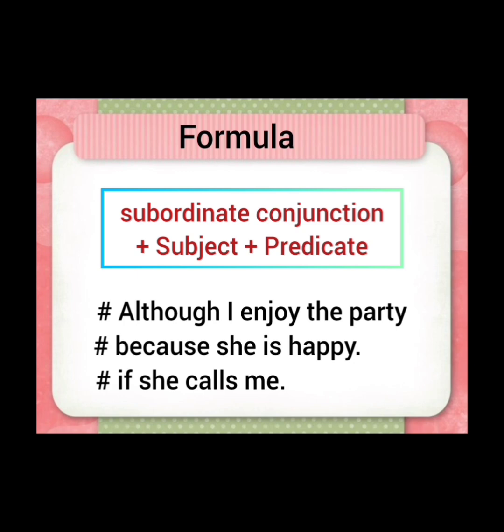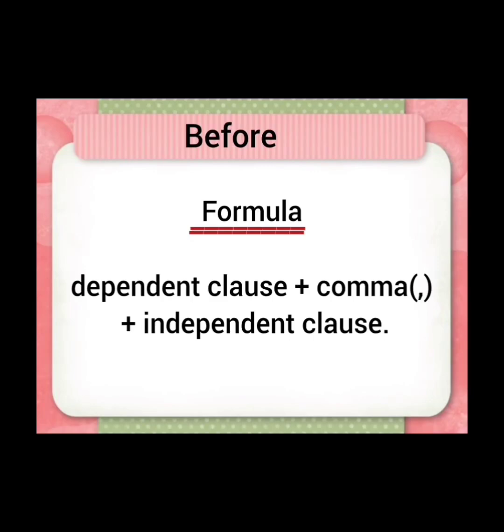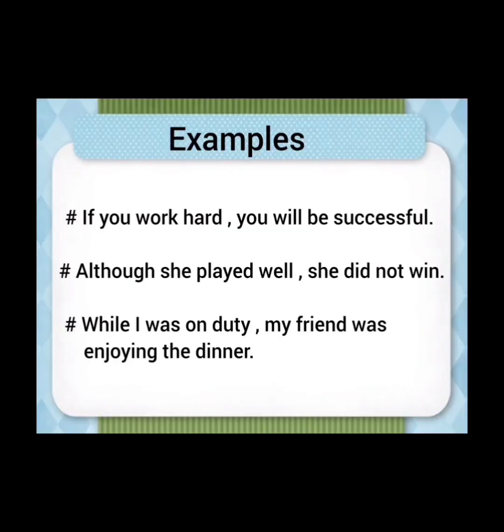Now, a dependent clause takes place before or after an independent clause within a sentence. Dependent clause plus punctuation mark, that is a comma, plus independent clause, and it will be a sentence. For example, if you work hard, comma is there, you will be successful. This is the construction of a sentence: if the dependent clause is at the start of a sentence, then a punctuation mark is a must before the independent clause. Although she played well, she did not win. While I was on duty, my friend was enjoying the dinner.